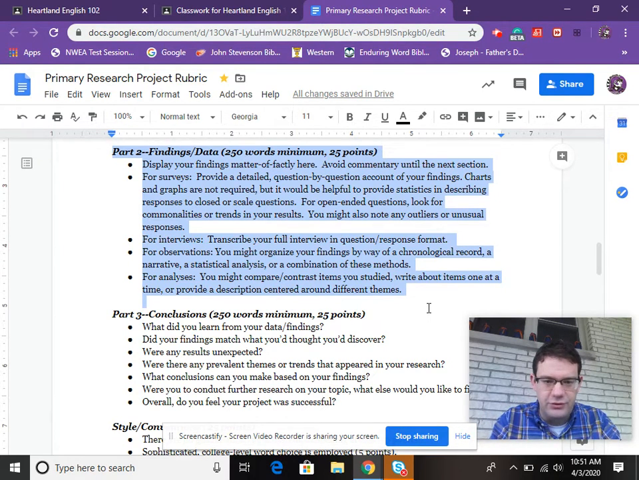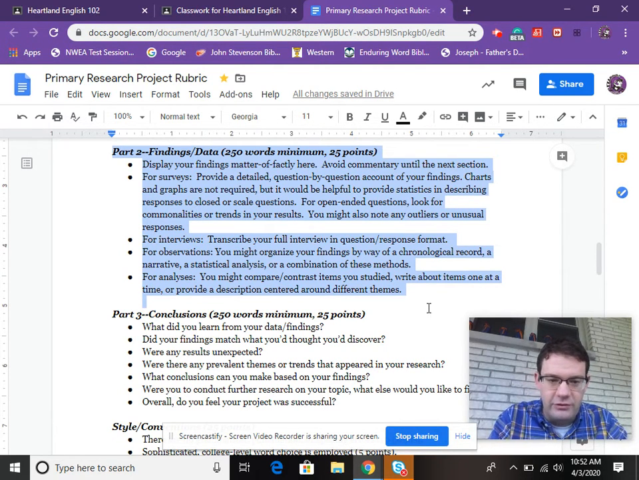I'm not sure that too many people are doing an observation. That's kind of tough to do with social distancing, but it says you can organize your data in terms of chronological record, a narrative, a statistical analysis, or a combination of these methods. We talked about one form of observation, which is going by time, in terms of what happened when, minute by minute.